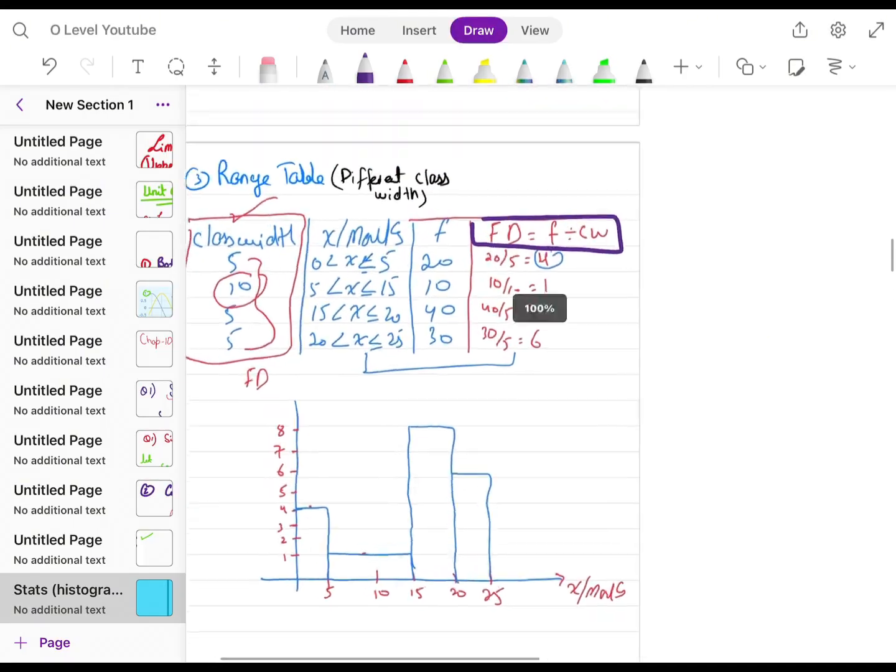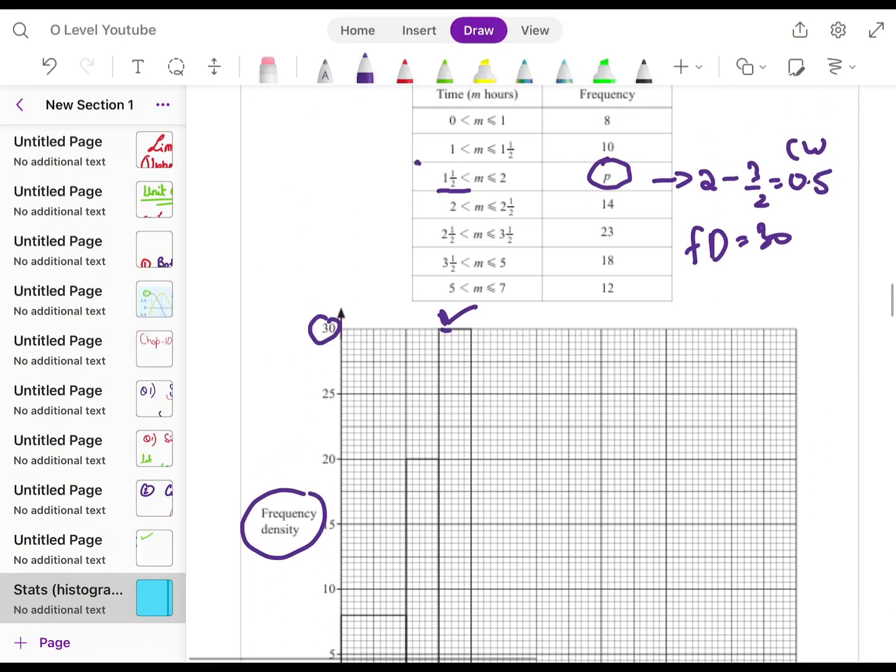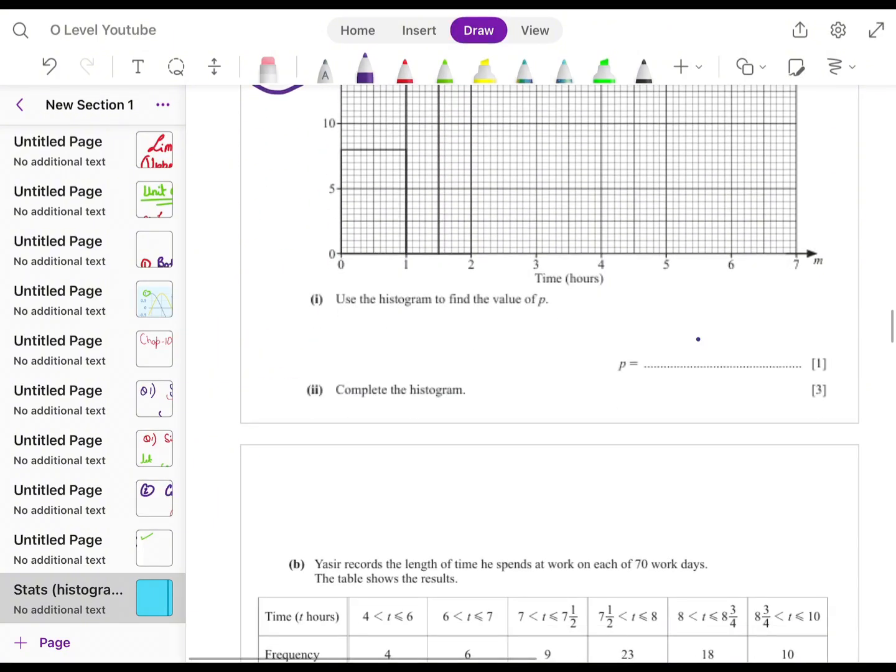So I need to find the frequency. How can we find it? I just need to put it in: 30 is equal to frequency, which I don't know, divided by 0.5. Now the 0.5 dividing goes to the other side and multiplies. So 0.5 multiplied by 30 will give us the answer 15. This means that the value of p is 15. This is the answer of part number 1. So I hope this part is clear. Very simple question.